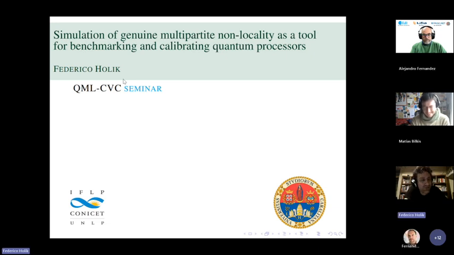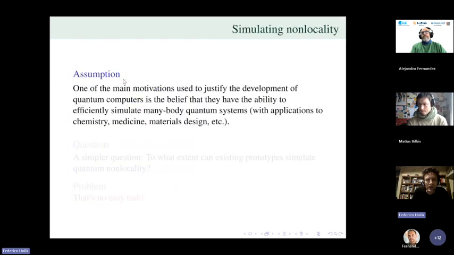Thanks, Matthias, for this great presentation. Just two corrections. The group is called Quantum Logic Proofs Probability, but of course we do quantum computing. And also, I'm a quantum foundations guy, so you will see that this has some technology discussions, but also some deep foundations of physics, I hope, discussions that I want to encourage you to join and study. So the talk is called Simulation of Genuine Multipartite Non-Locality as a Tool for Benchmarking and Calibrating Quantum Processors. I will explain first the motivation, just in case you are not so familiar with the technical details of this, so you just understand the idea.